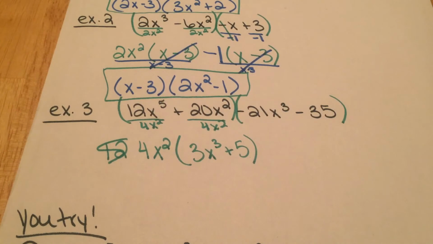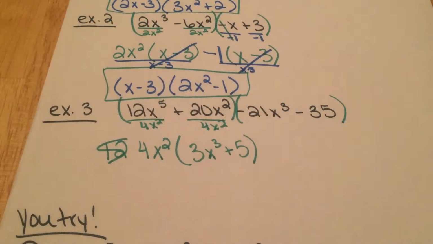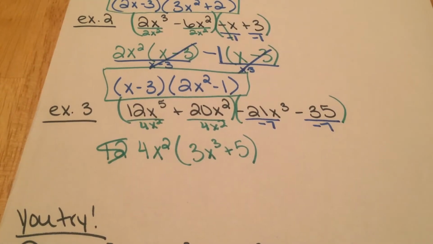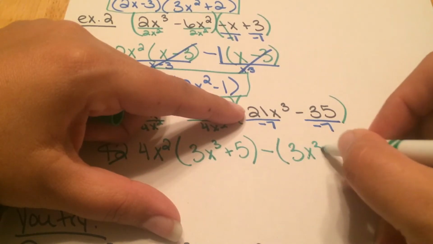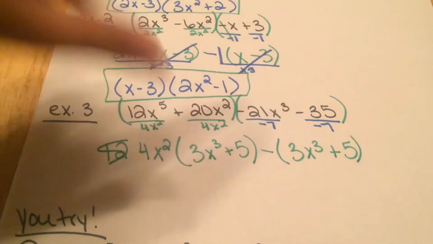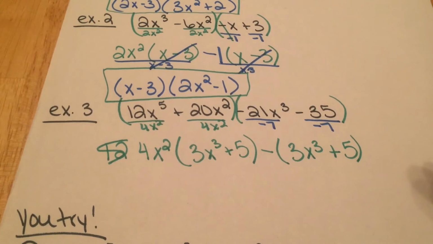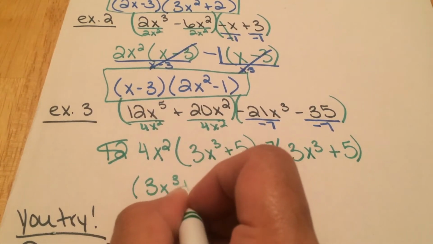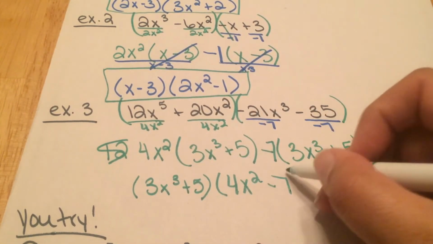Okay. If we look at our next two terms, what do negative 21x cubed and negative 35 have in common? Well, the only thing these two have in common is just a negative 7. So I'm going to go ahead and factor that out. And when I do factor out that negative 7, I'm left with 3x cubed plus 5. At this point, we should probably realize that we have a GCF here. But, oops, I did forget to put the negative 7 there. Whoops, there we go. Okay, so now we can factor out that 3x cubed plus 5. And we're left with 4x squared minus 7.